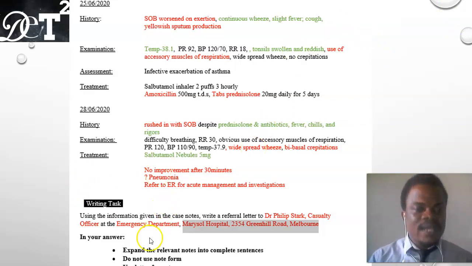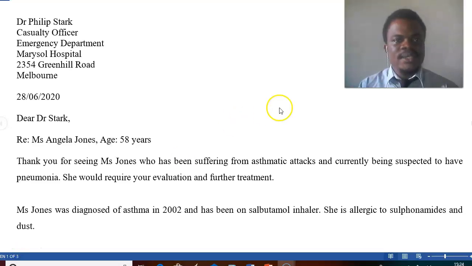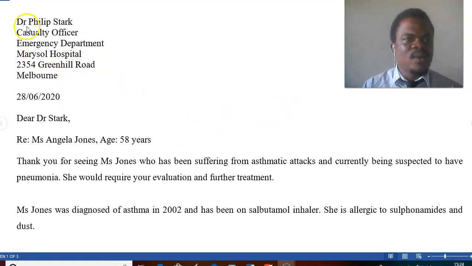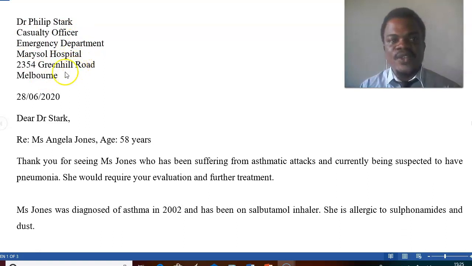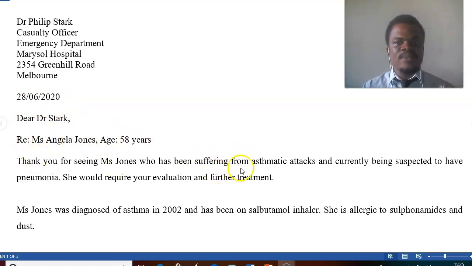Now, after organizing your letter, the next thing to do is to write this letter in full. Now, let's see how I wrote this letter. Look at the address. If you don't know how to write the address, go back to my videos on how to write the address, date, greeting, and the heading. So I've written the address. This is the address, this is the date, the greeting, the heading, and then look at my introduction.